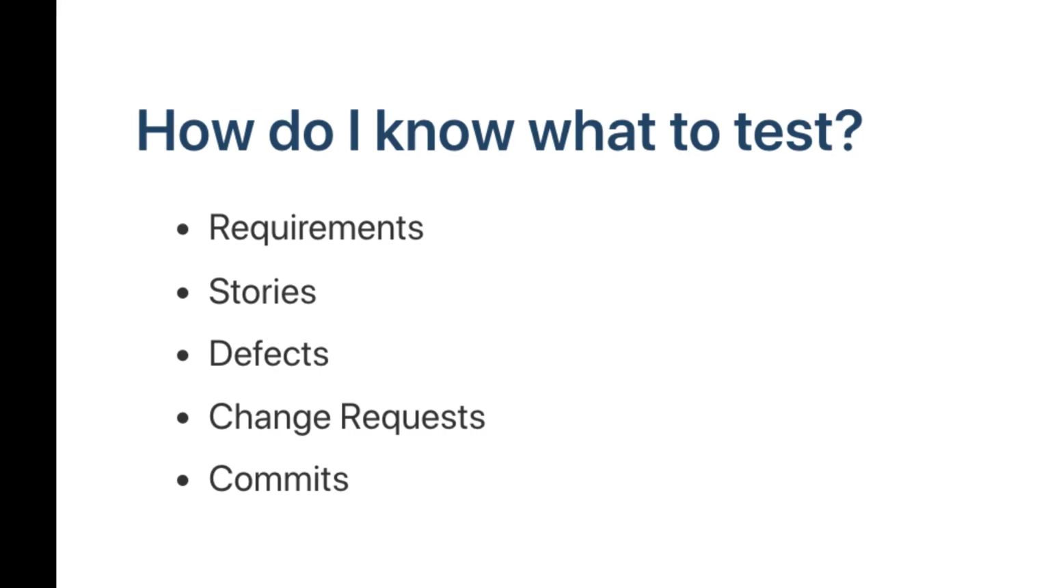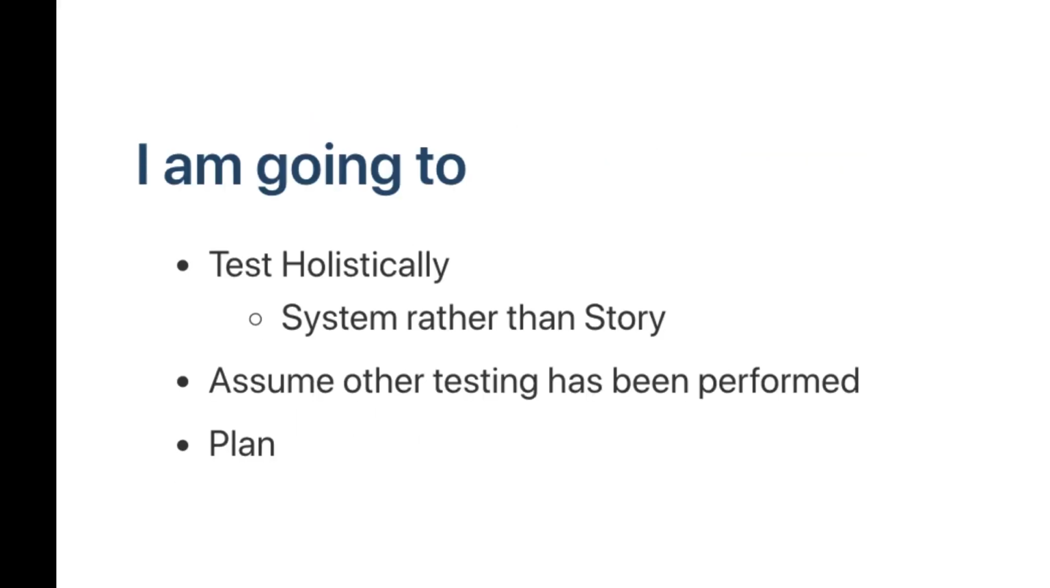So if we have requirements, I'll use those. If we have stories, I'll use those. If we have defects, change requests, commits, but I'll also use the models that I've built up over time as I am testing. But since at this point I haven't done any testing, I'm focused on the requirements, stories, and information that we have to hand. And the processes we go through in terms of discussing stories is really important to identify what it is we're actually going to test. So for this particular application, I'm going to test holistically.